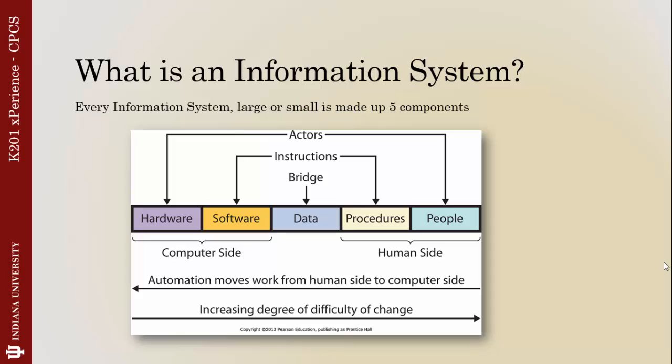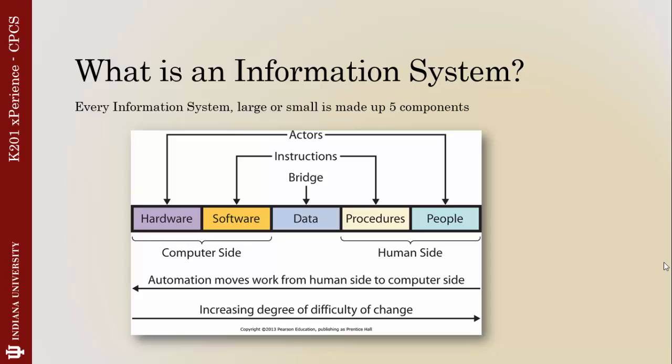Now, the more complex or the bigger the actual information system, you may have more hardware components. You may have more software components. You will have a lot more data, and perhaps more advanced and complex procedures, and of course more people to run and manage the system. But they all still consist of these 5 components.